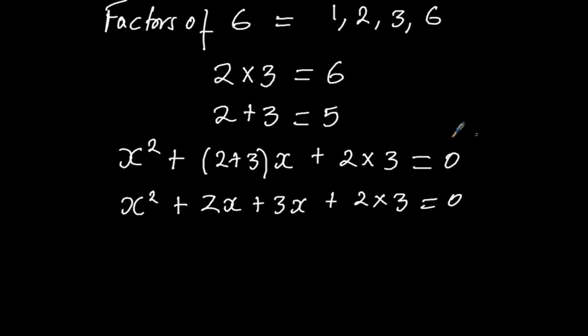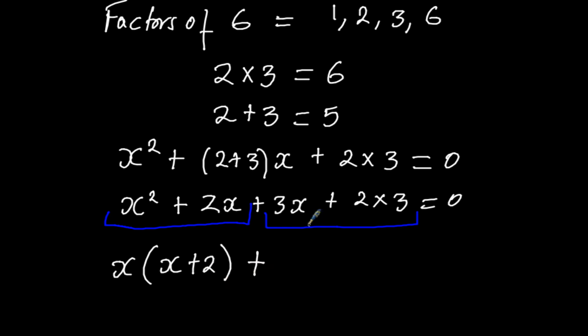So in this case, we are going to pair these terms. We pair this and this, from which you can factorize. For these first two, the common term is x, so we get x plus 2. Then plus, for this last pair, the common term is 3. 3 into x plus 2 equaling to 0.